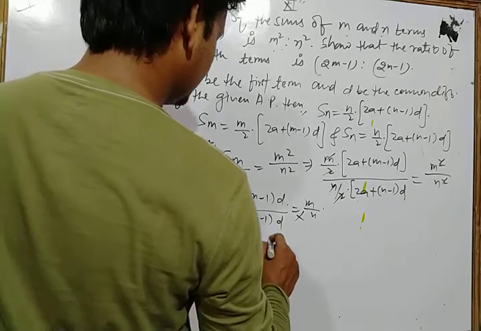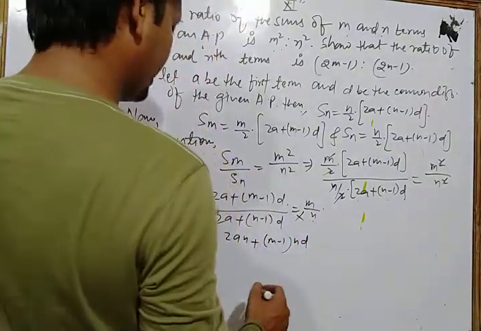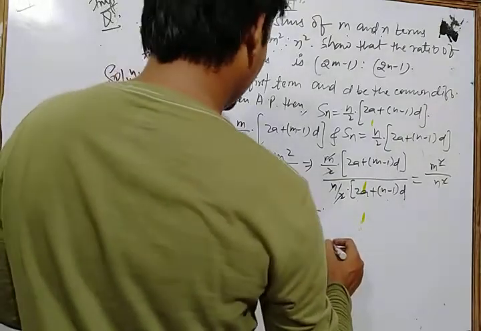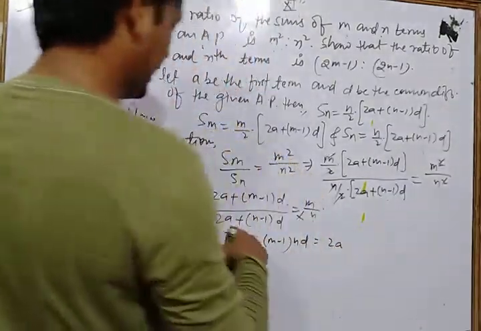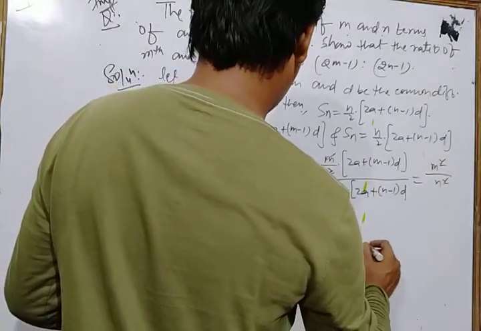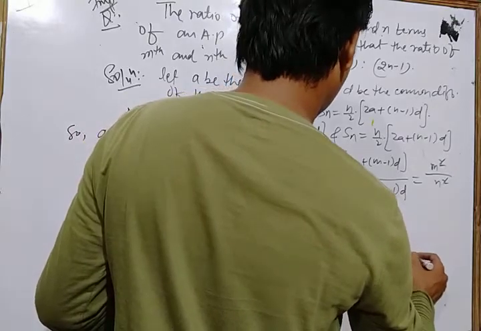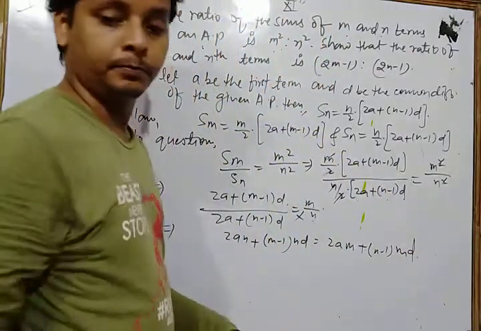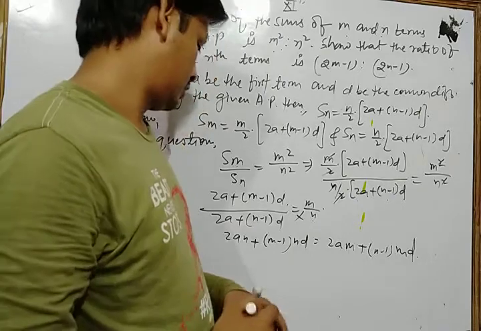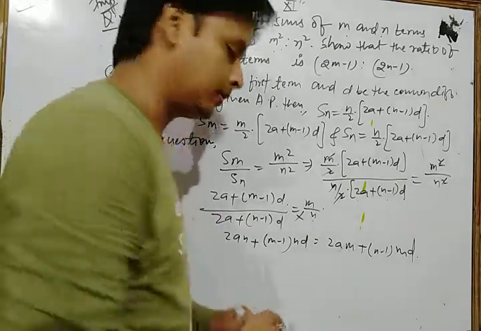2an plus m minus 1 into n into d. Okay. Now here it is equal to 2am plus n minus 1 into m into d. Okay. Now what do we do? Let's see. We separate a and d together.